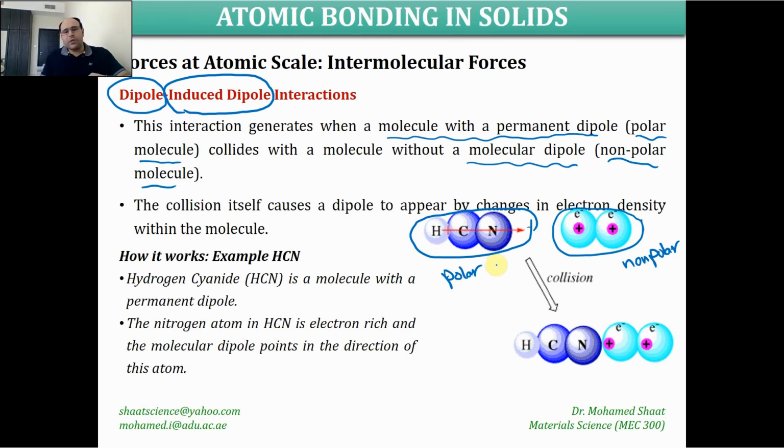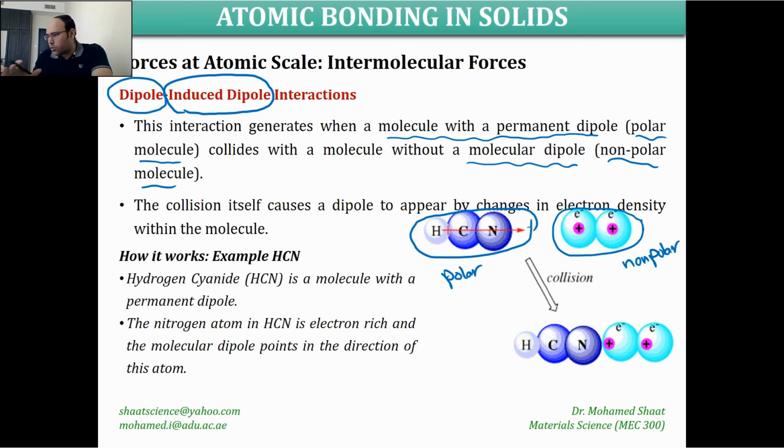A typical example of this case is hydrogen cyanide, where the hydrogen atom has a positive charge, and there is carbon and nitrogen. The nitrogen makes this side more negative than the other side, or this side more positive than the other side. So that's why we say this is a polar molecule with a permanent dipole that is already there. Make sense? So when this molecule comes very close to the other molecule, there is even no need to collide with each other.